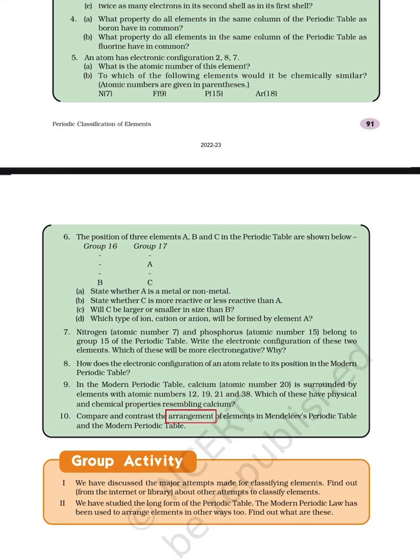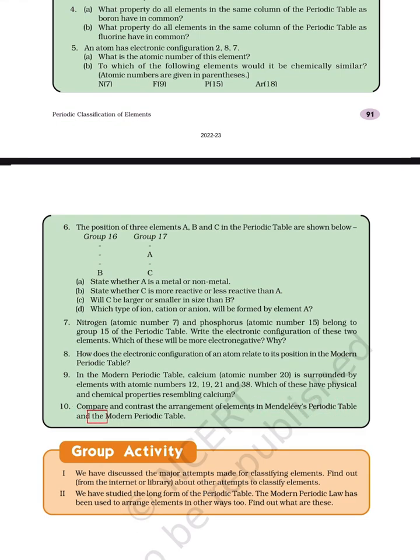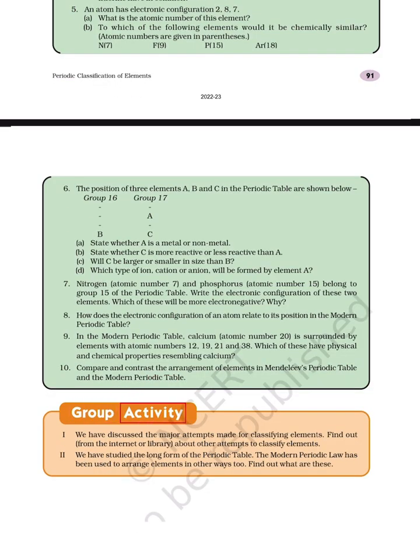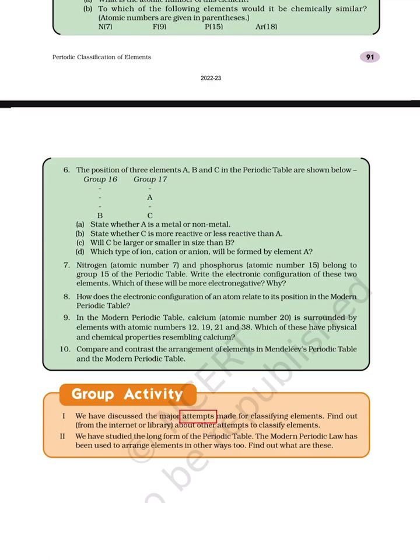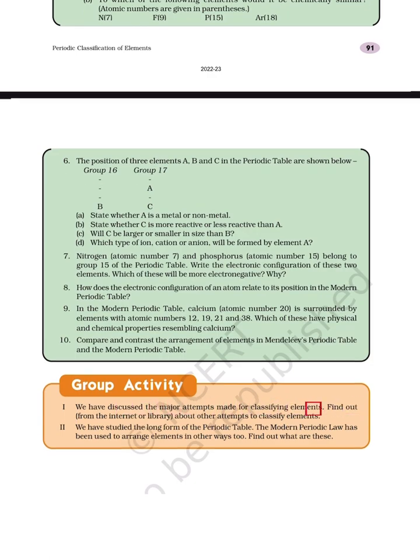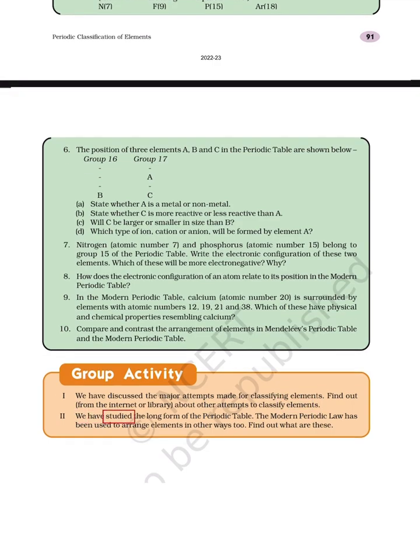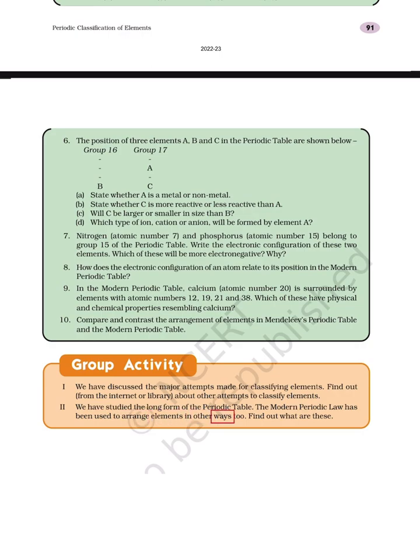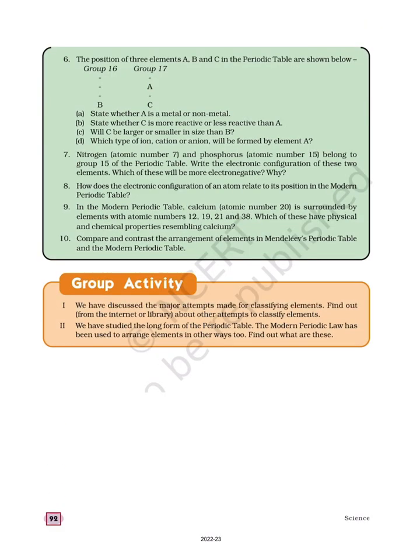10. Compare and contrast the arrangement of elements in Mendeleev's periodic table and the modern periodic table. Group activity. We have discussed the major attempts made for classifying elements. Find out from the internet or library about other attempts to classify elements. We have studied the long form of the periodic table. The modern periodic law has been used to arrange elements in other ways too. Find out what these are. 92. Science. 2022 to 2023.